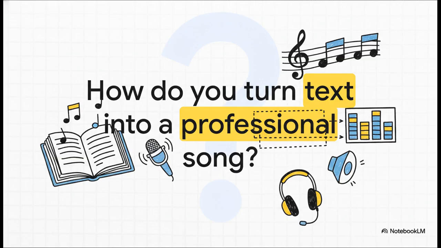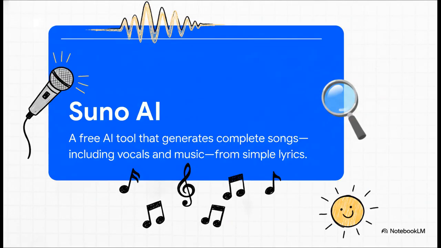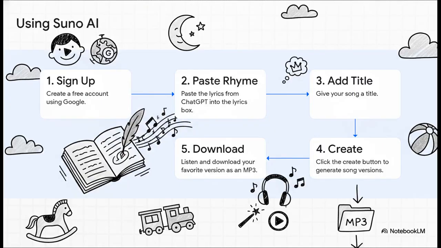How do we bridge that gap from just plain text to a fully produced song without hiring a composer or a singer? Well, the answer is this fantastic tool called Suno AI. This is where the magic really happens. Suno takes your lyrics, and with a single click, it generates a complete song with instrumentation and vocals. You need absolutely zero music skills, none whatsoever. And the process is just so simple.